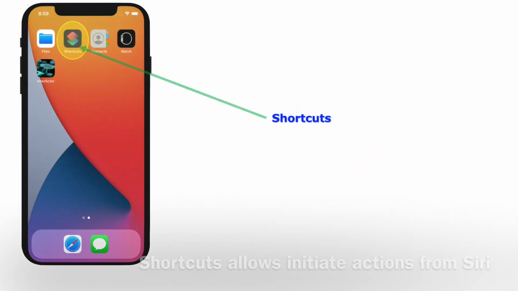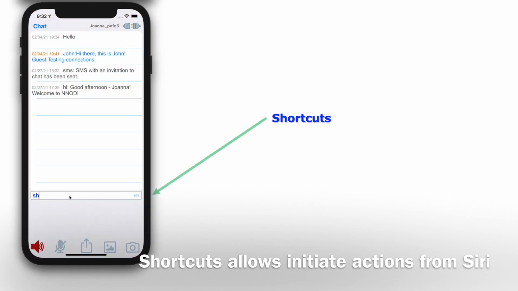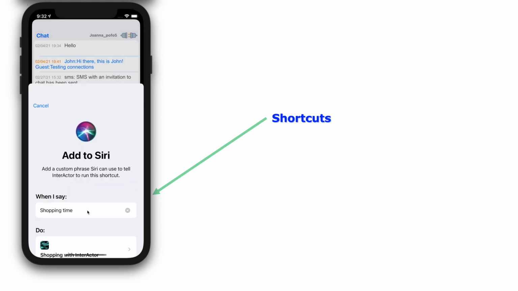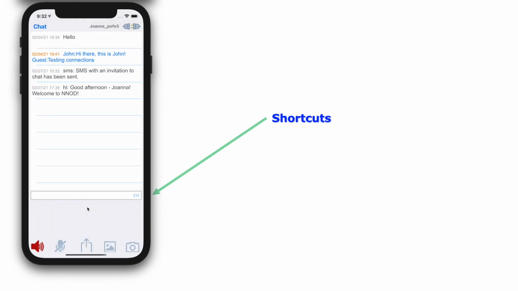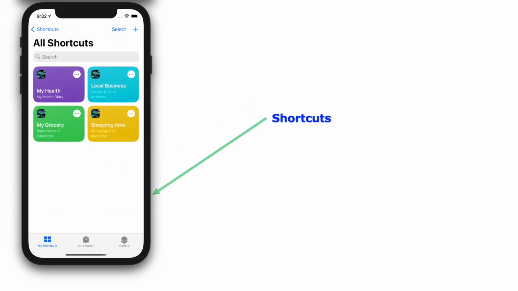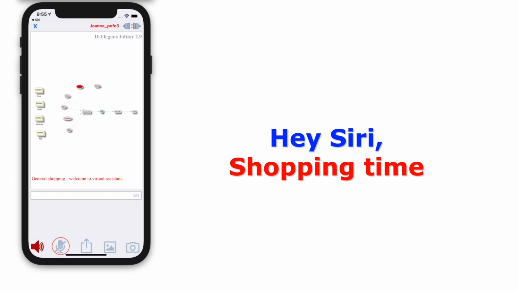Contemporary applications are more and more integrated with a multimodal user interface of a smart environment. Apple Shortcuts is an example of such integration. Some actions in InterActor could be initiated directly from Siri. Now we can start intent parametrization or health issue recording straightforward from Siri. Hey Siri, shopping time.